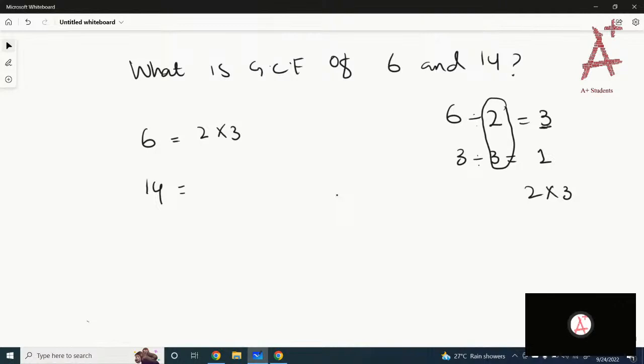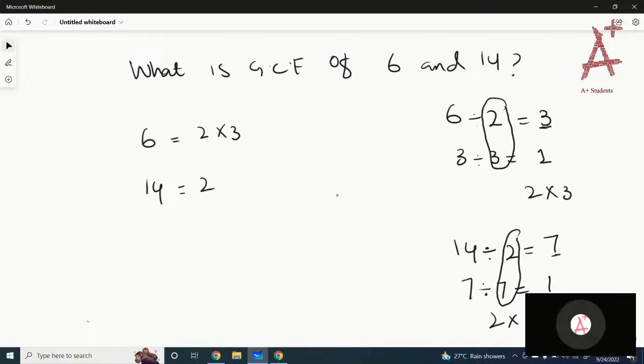So let's write down the prime factors of 14 also. You need to divide 14 by the smallest prime number. The smallest prime number that can divide 14 is 2. 14 divided by 2 is 7. Now you have to again divide this number by the smallest prime number. The only prime number that can divide 7 is 7. 7 divided by 7 is 1. So the prime factors of 14 are 2 times 7.